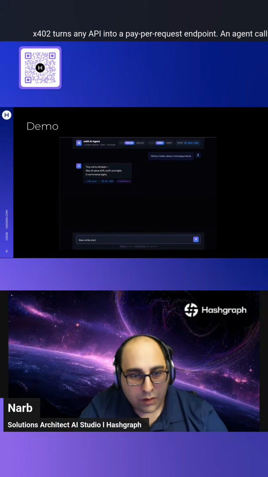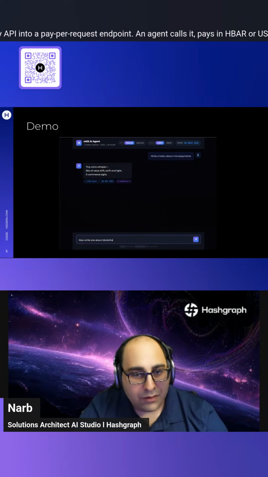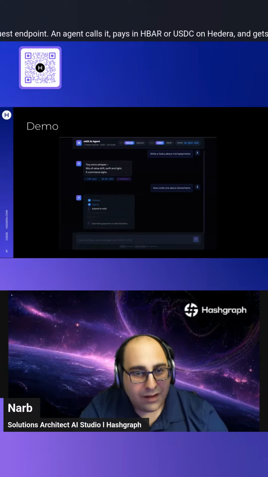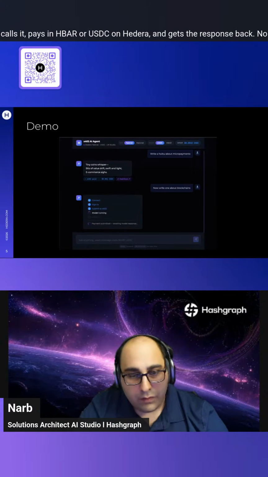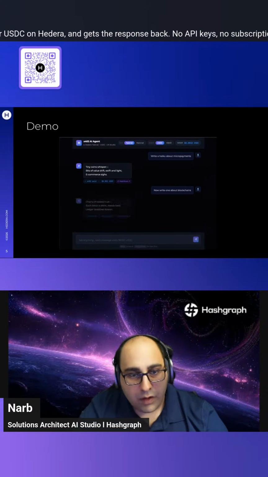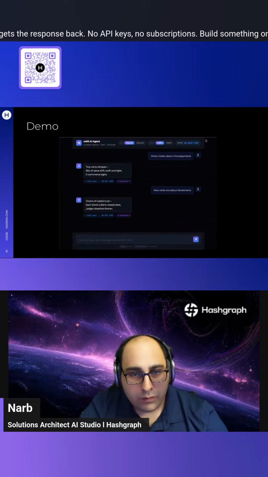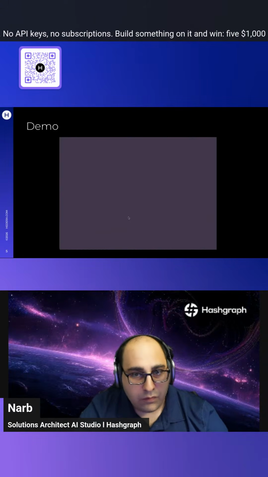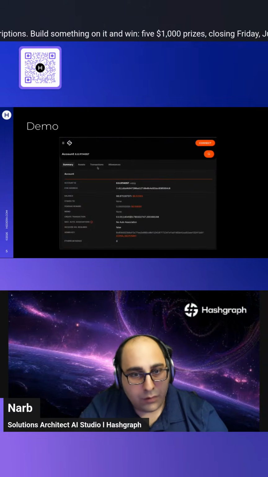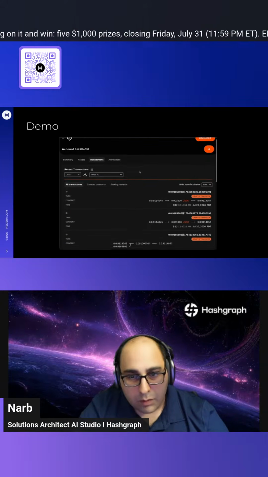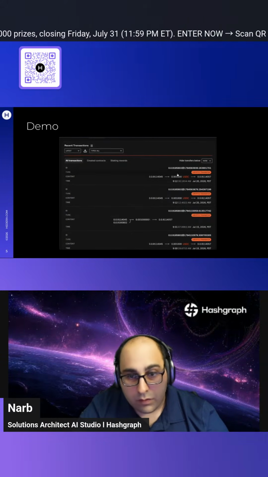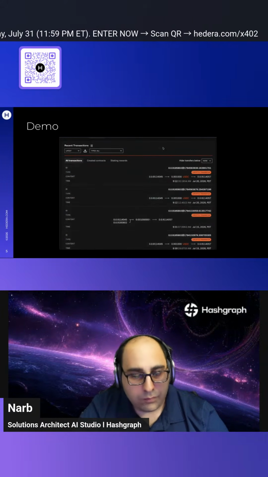I'm going to do another one. I'm going to ask it to write about blockchains now. Same thing. We sent a verification. Now the model is running, and we settled. So we paid 0.02 USDC. And looking at the block explorer, we see both these transactions indeed did occur on chain.